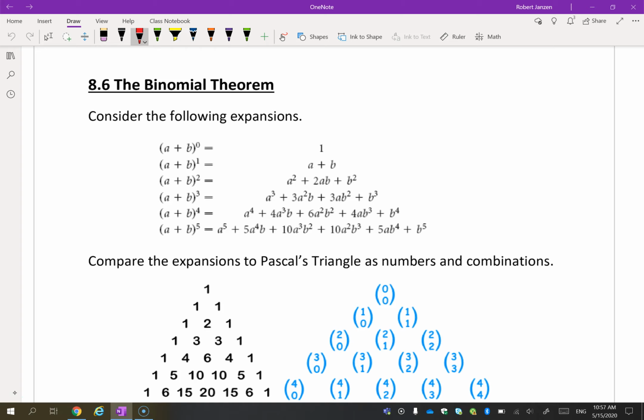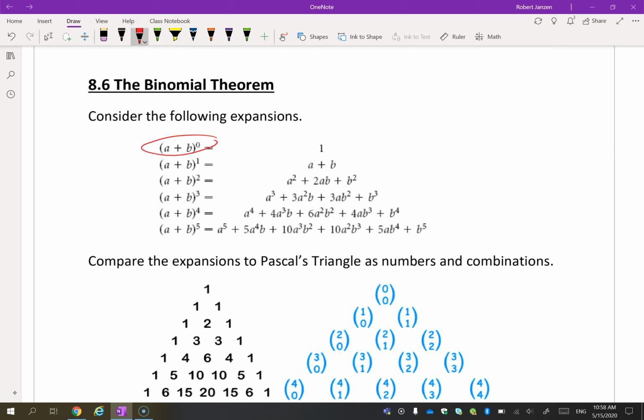Alright, so the binomial theorem. The last lesson we talked about Pascal's triangle. Pascal's triangle is interesting in itself, but it also has an application, and it has to do with the binomial theorem. What is the binomial theorem? Well, you already know what a binomial is. It's a plus b. Anytime you have two terms that are added in a bracket like that, that's a binomial.